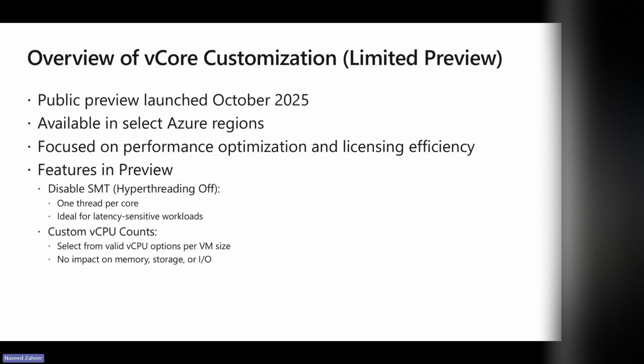Now this feature allows you to do it. Basically, at the time of creation or later on, you can say use one thread per core. There are certain workloads like HPC and graphic workloads that need this. So that's where you can take advantage of this feature. By the way, this feature is in limited public preview.